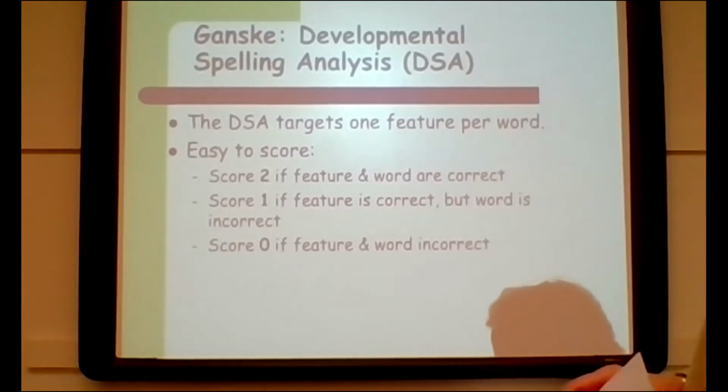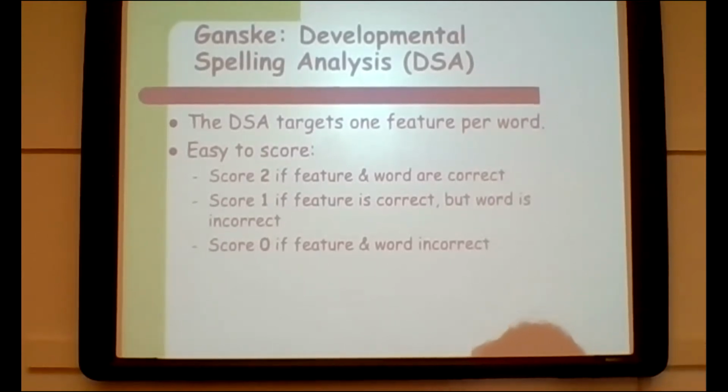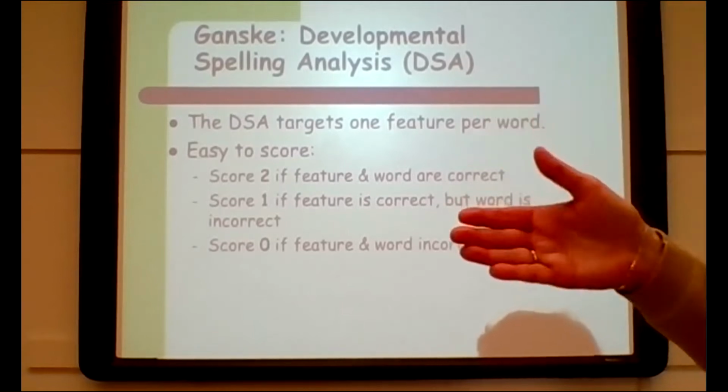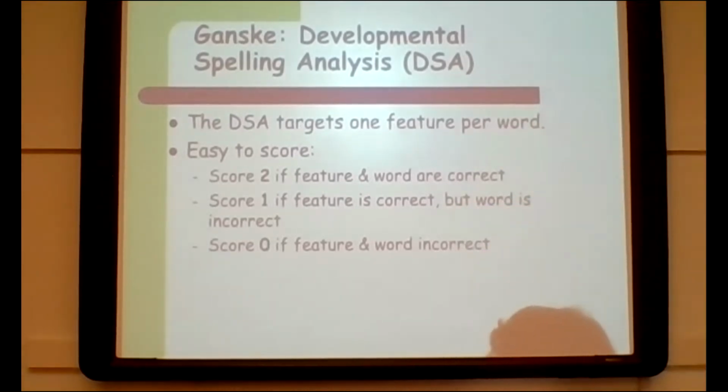So if you look at the spelling and they don't have the feature correct, we know they're going to have a 0 on that word. But the points are based on two things: having the feature correct and having the word correct.